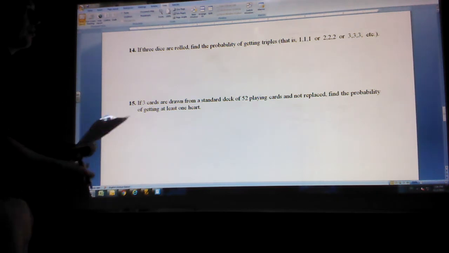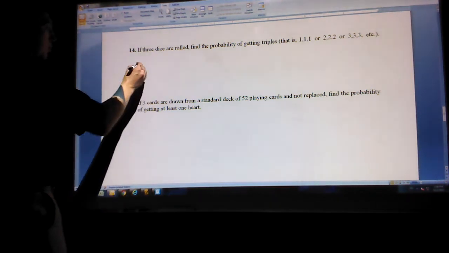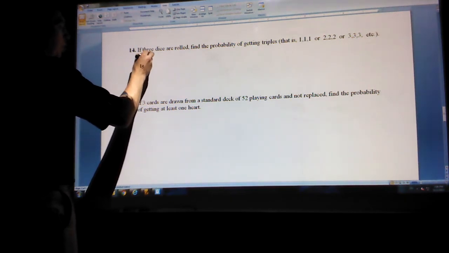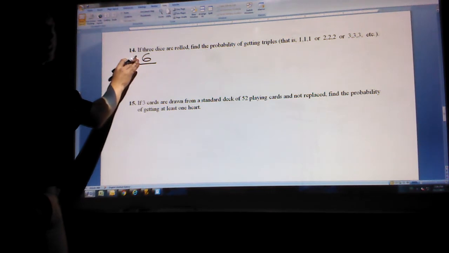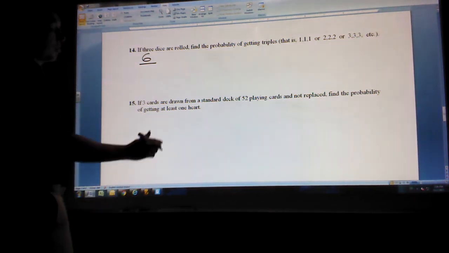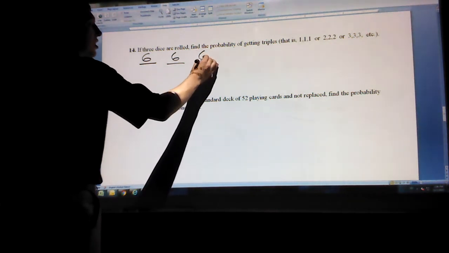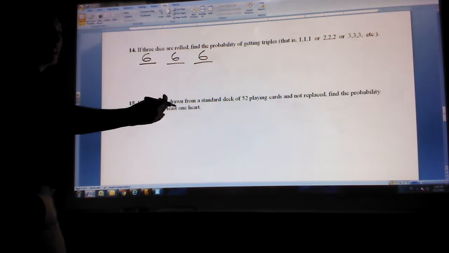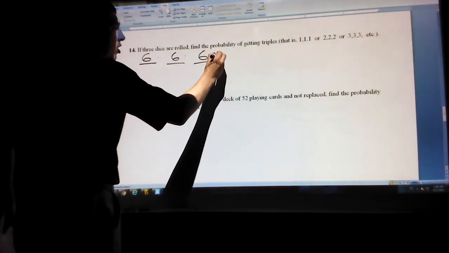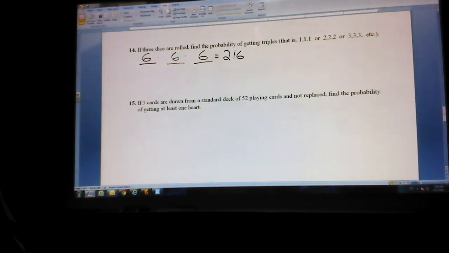If 3 dice are rolled, find the probability of getting triples. Fairly simple and straightforward. There are, I'm sorry, 6 different numbers on the first roll. There are 6 different numbers on the second roll. And there are 6 different numbers on the third roll. What do we do when they happen in sequence? We multiply. So there are 216 different possibilities.